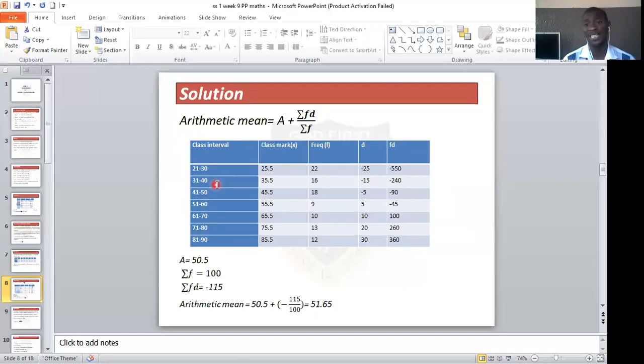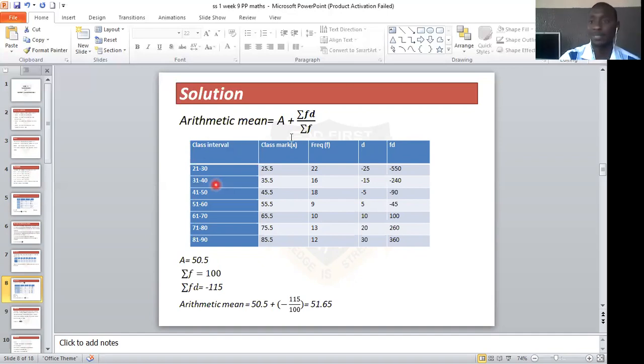And I told you earlier that the class width, that is the size of the class, must be the same all through the interval. That is, 21 to 30, the class width is 10: 21, 22, 23, 24, 25, 26, 27, 28, 29, 30. It has to be the same for all the classes.